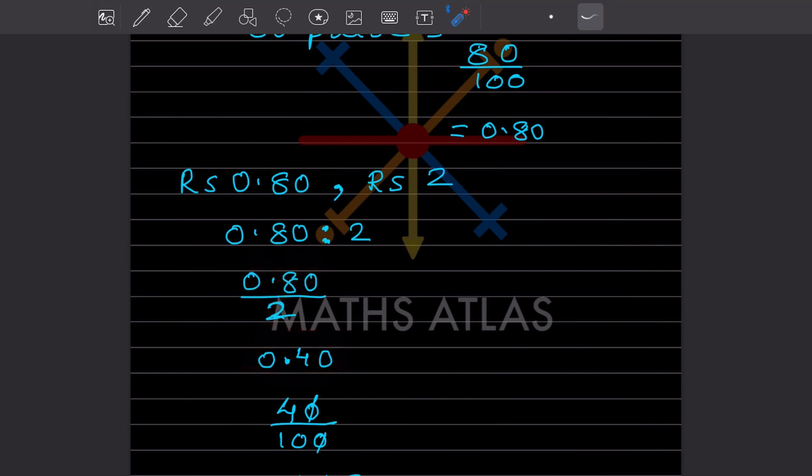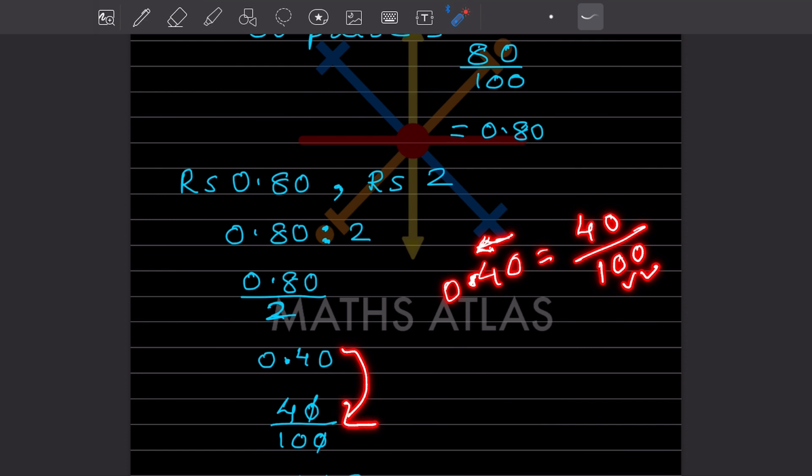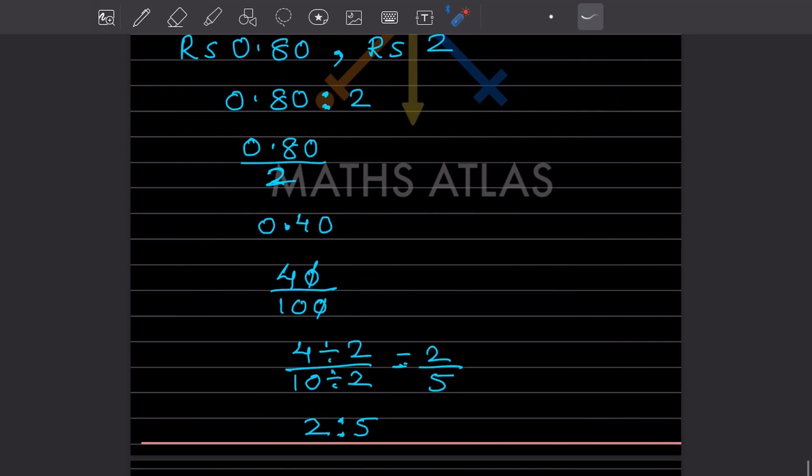So 0.40 means what are you going to do? You will write 40 as it is first, and now you will go backwards 2, and after that is the decimal point. So you are going to divide it by 100 because there are 2 zeros. Hope you got it. Why did I write 40 divided by 100? So it becomes easy to simplify. Here I cut this and this one, so what remains is 4 by 10. Now I'll simplify it: 4 divided by 2 and 10 divided by 2 is 2 by 5. And I have to write in the ratio form, so that will be 2:5.